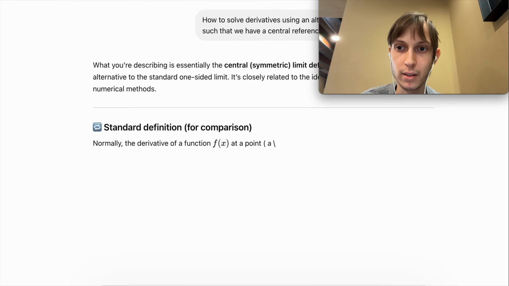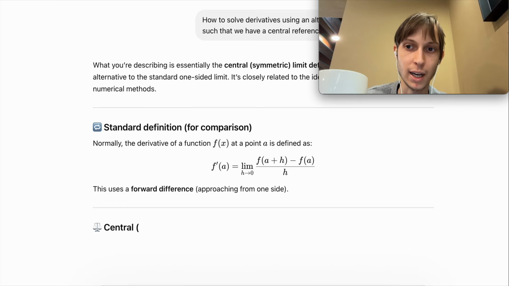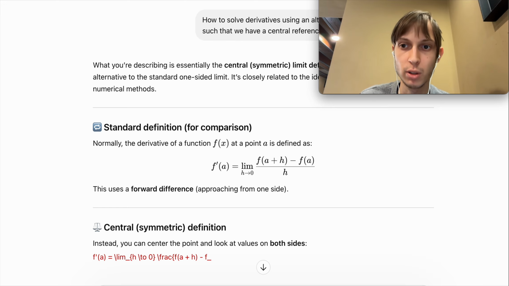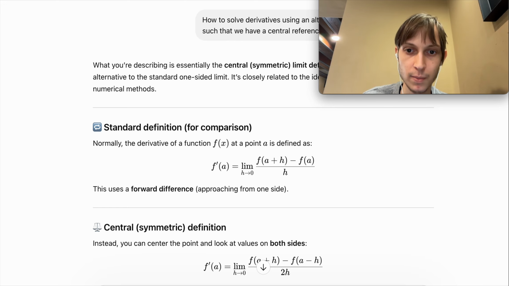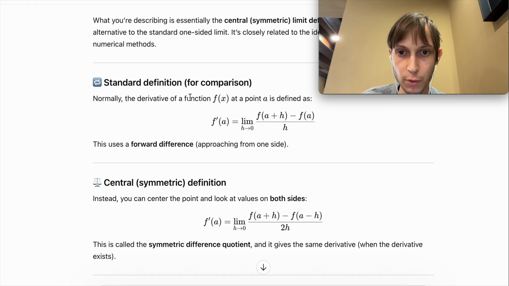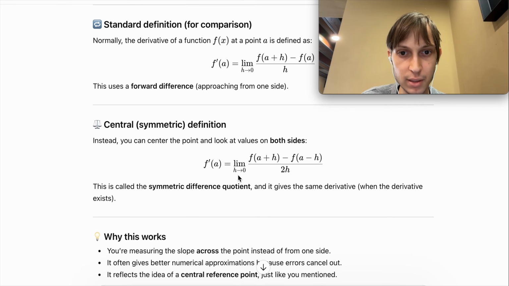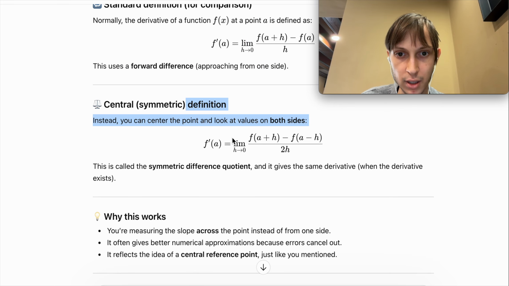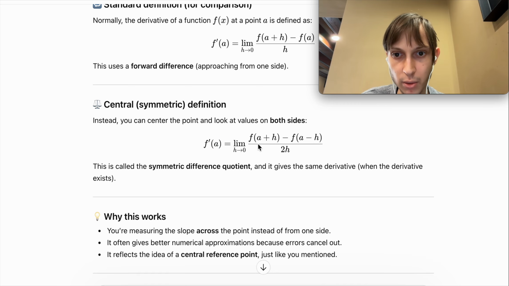Yeah, symmetric limit. Okay, usually we have derivatives to the right side. We have a point, take a limit slightly to the right. So let's see what we can do. The standard definition would look like this, the first one, and the central symmetric one would be slightly different. So we approach some point A, let's say, okay, we go h to the right and h to the left.